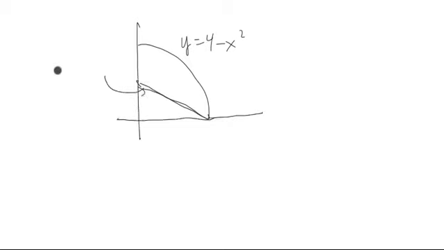Y is equal to 4 minus x squared. Maybe we have something like a line coming up like this, right? And suppose this is the x-axis. And this line right here can be given by y is equal to 2 minus x. And suppose, for instance, that our surface is given by the equation f of xy is equal to x times y.